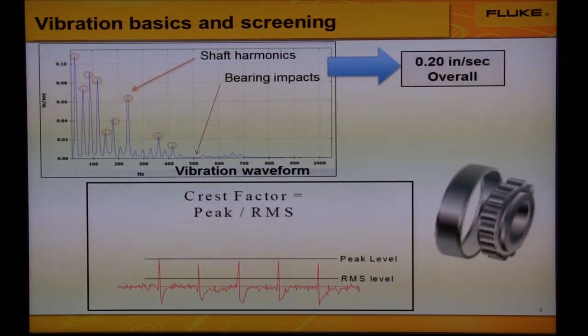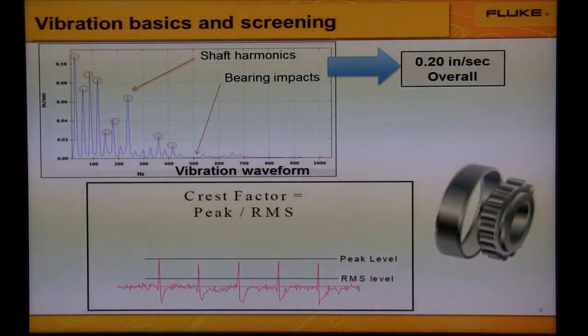A key limitation to overall vibration is that bearing flaws will not cause an alarm in the overall vibration level until significant damage has occurred. See the overall vibration graph at the top. Most of the energy is coming from the large peaks from the rotating shaft.